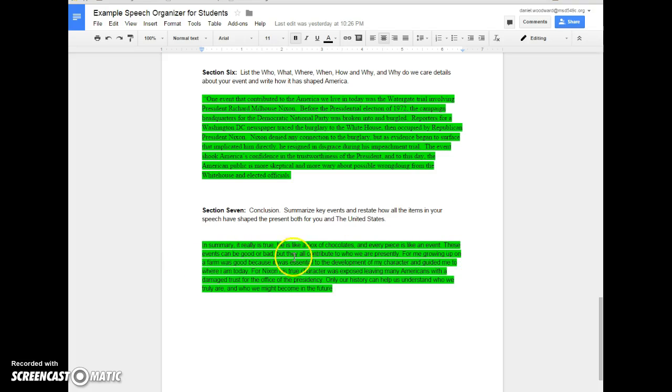So I'm going to hit here on, in summary, it's really true. Life is like a box of chocolates, going back to my original quote. And every piece is like an event. These events can be good or bad, but they all contribute to who we are presently. Okay, I'm talking about past, present, future. For me, growing up on a farm was good, so I'm referencing my farm event here, because it was essential to the development of my character and guided me to where I am today.